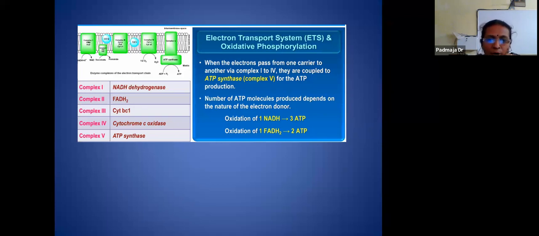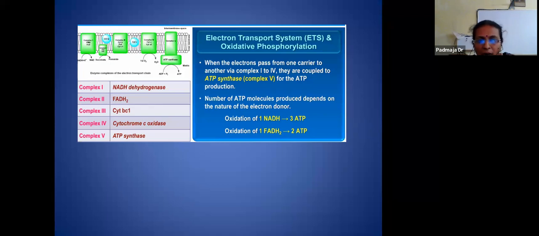And the important thing you have to remember is that the number of ATP molecules produced depends on the nature of the electron donor. One NADH is equivalent to 3 ATP molecules. We have to remember that. And FADH2 is equal to 2 ATP molecules. So the oxidation of one NADH yields the energy of 3 ATP molecules, and oxidation of one FADH2 yields 2 ATP. That we have to remember.